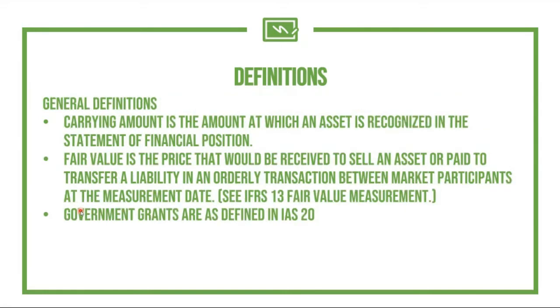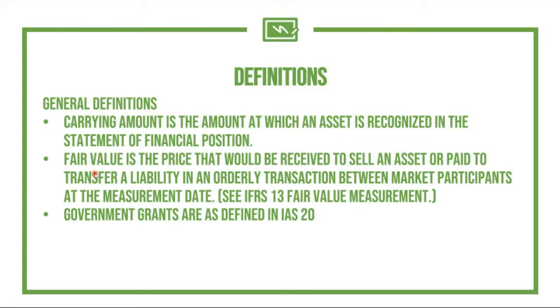Okay. So we now go to the last part of the definition, which is the general definitions. Of course, we will still have carrying amount. The carrying amount is of course the amount that is recognized in the financial statement, whether that is based on fair value or based on cost. Because generally, biological assets and agricultural produce should be measured at fair value, but at times it will be measured using cost. We will discuss that in detail later.